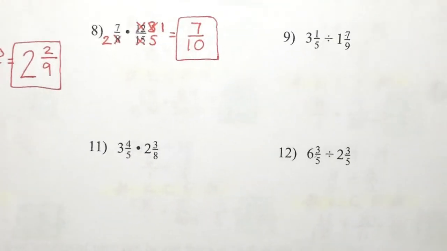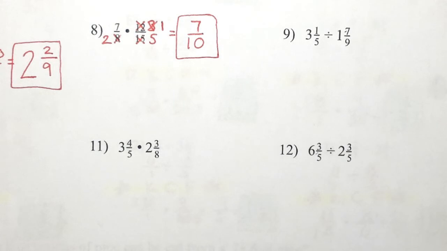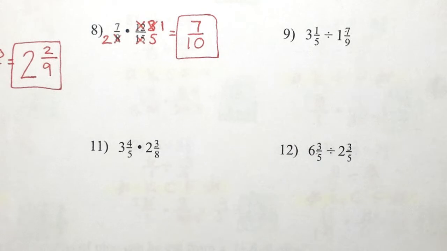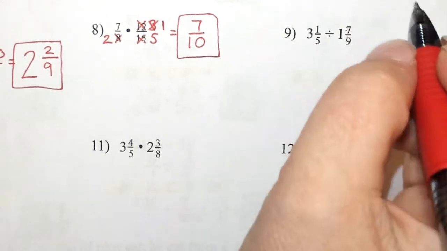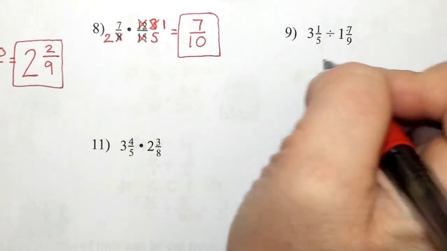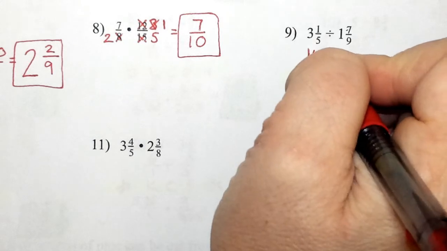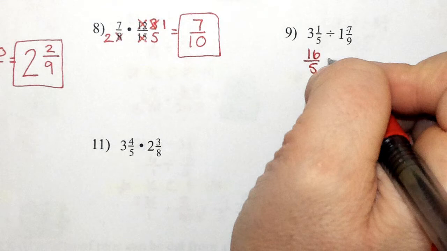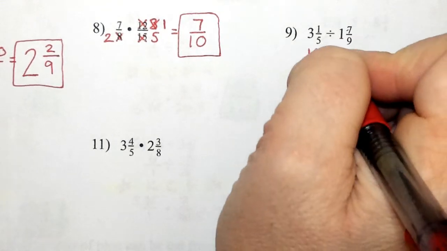Okay, number 9, is that a good problem? No. What do I need to do to that problem? Kiana? Well, I need to change the mixed numbers to improper. Mm-hmm. So what is my first fraction going to say? It's going to say 16 over 5, because we did 5 times 3 is 15, plus 1 is 16. We're not changing anything else, so that's still a division symbol.